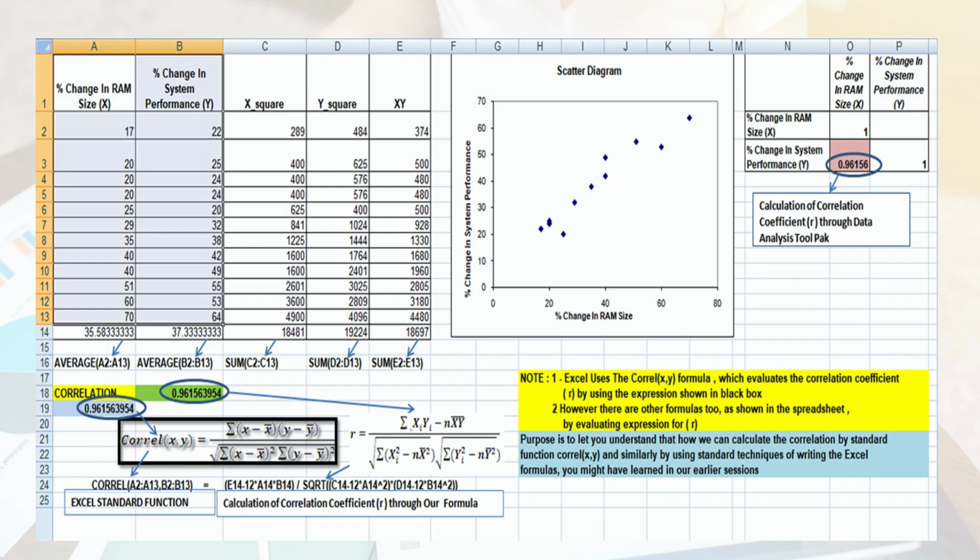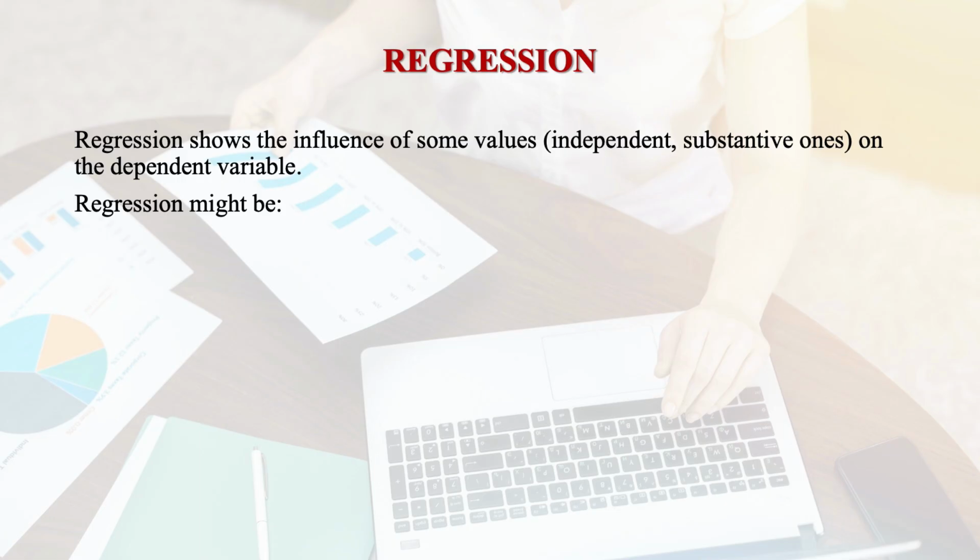And now we are supposed to discuss something about the regression. Now regression is actually a mechanism to predict. That means if you know some data, on the basis of the data you want to predict what will happen, what is the trend of the data. On the basis of data or trend you can predict that this may happen. So regression shows the influence of some values which are independent or substantive ones on the dependent variables.